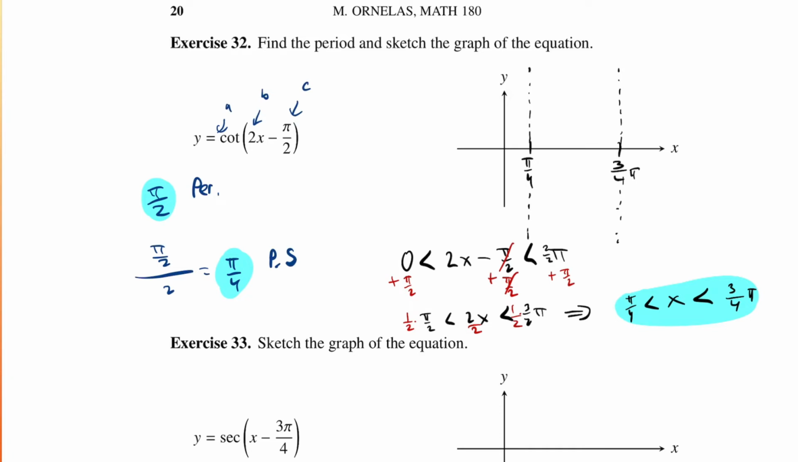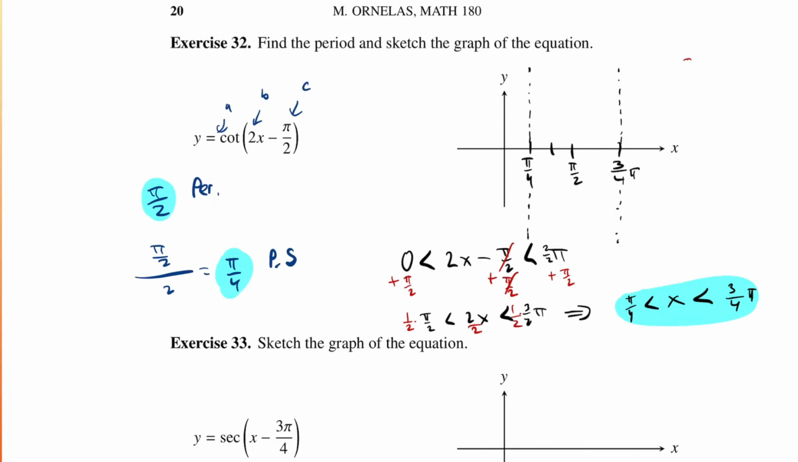All right, midpoint. Add these two numbers, divide by 2. You're going to get pi over 2. All right, and then we need another midpoint between these two. So let's see, the midpoint between those two, let's actually find that out.